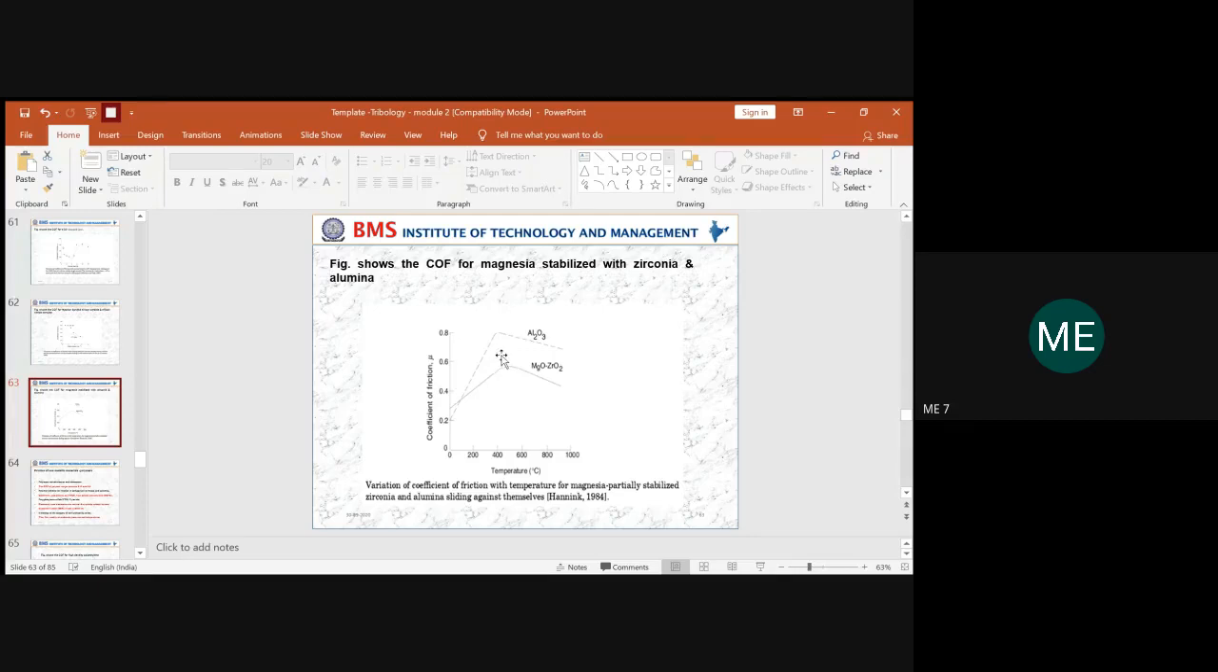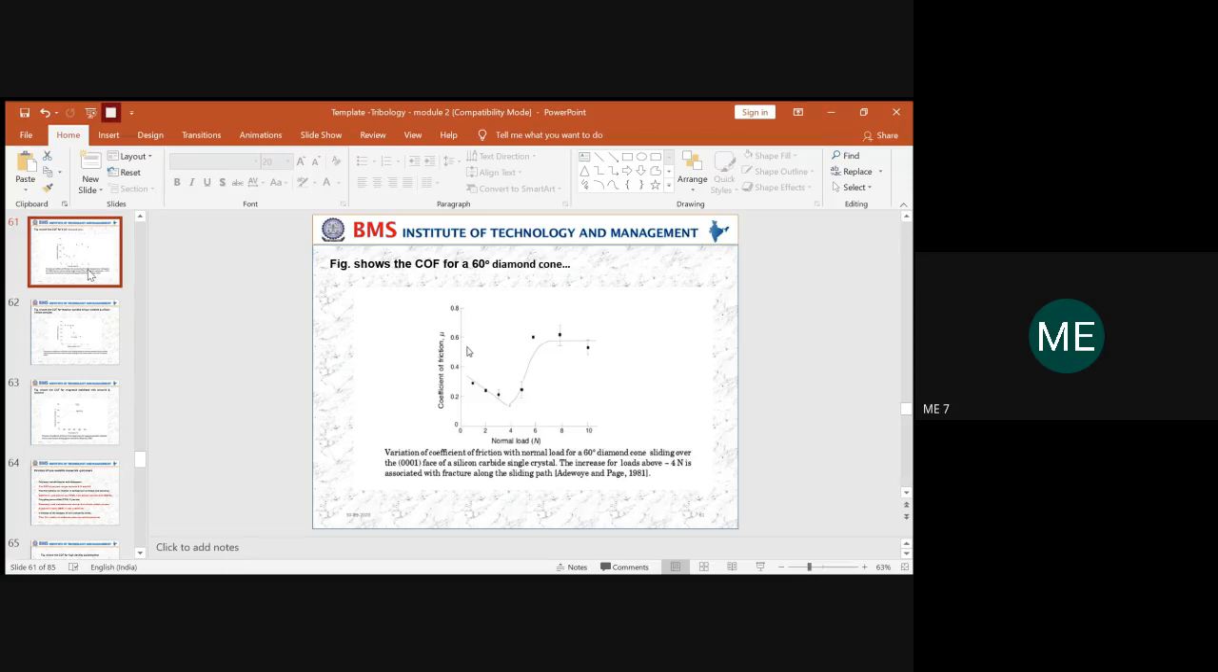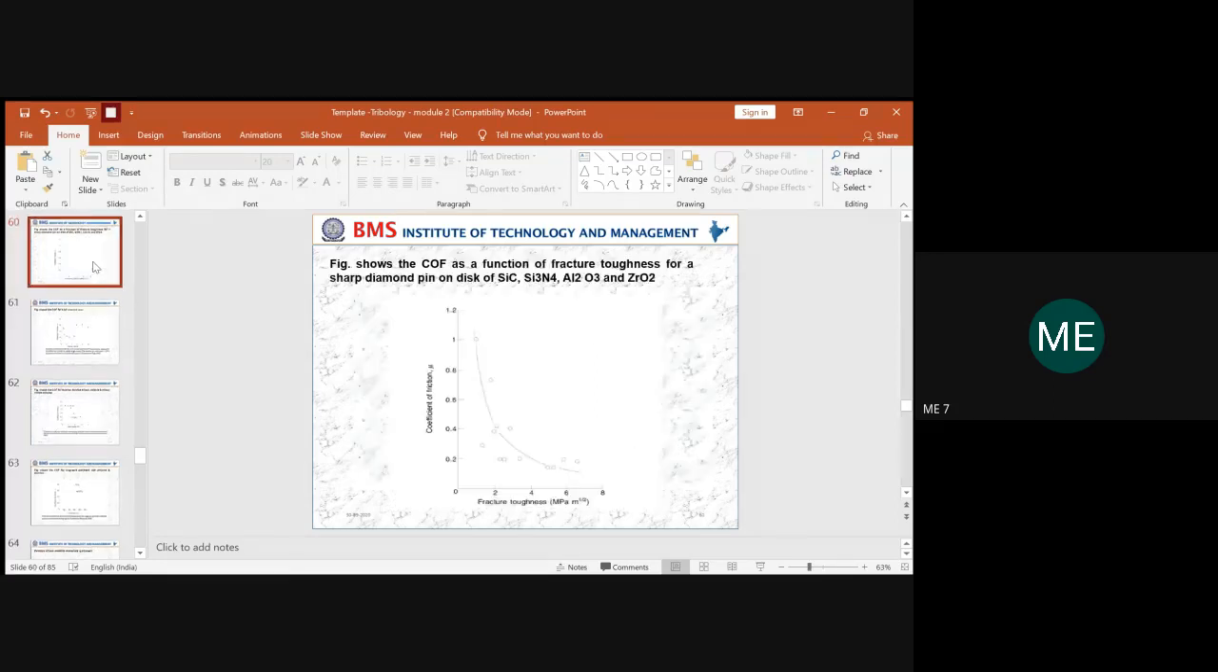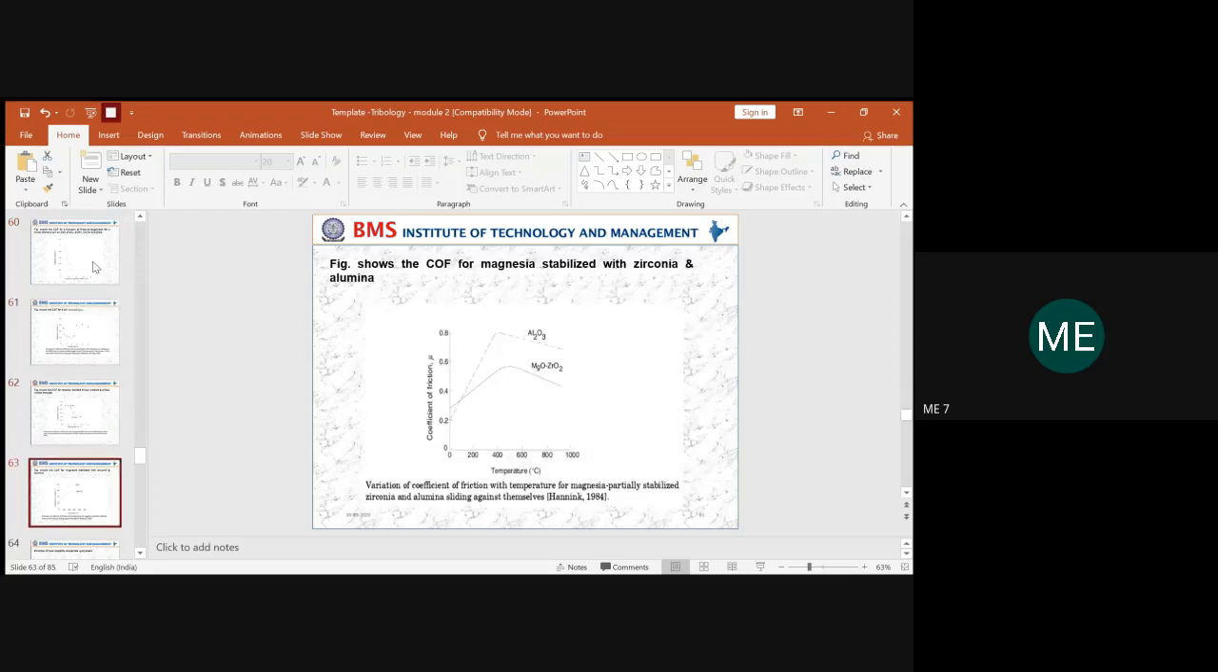So somewhere in between will be the upper limit of the coefficient of friction when subjected to temperatures from 200 to 1000 degrees Celsius. This is how it varies with respect to temperature as well as sliding speed, and also the normal load and the toughness capability. Since it is ceramics, it will have higher toughness. So we dealt with the coefficient of friction with respect to toughness, then with load, third with sliding speed, and fourth with temperature.